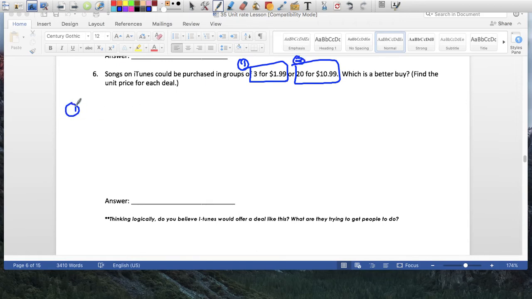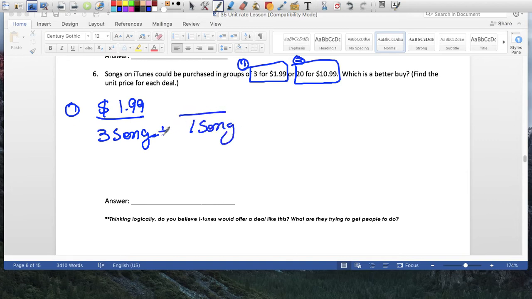So number 1, I have $1.99, and I can buy 3 songs. So let me find out how much 1 song is. I'm going to divide this by 3 and divide the top by 3. And that's going to give me, rounded, 0.66 cents.